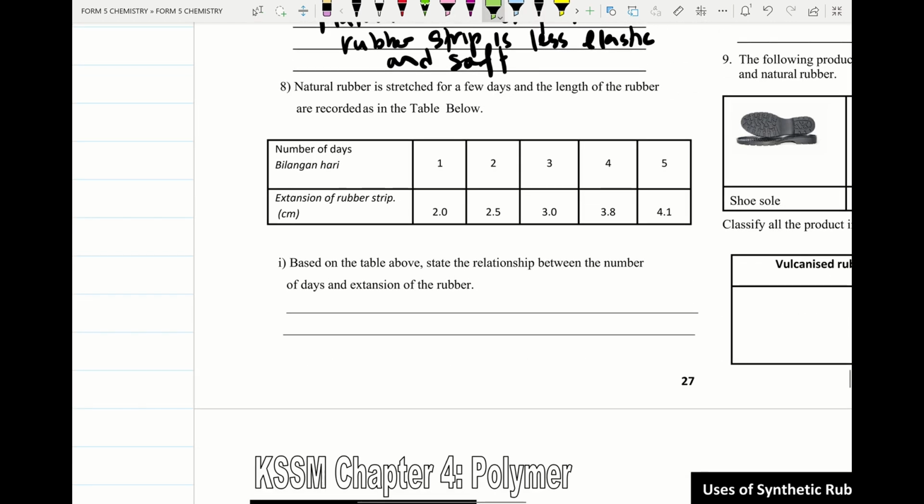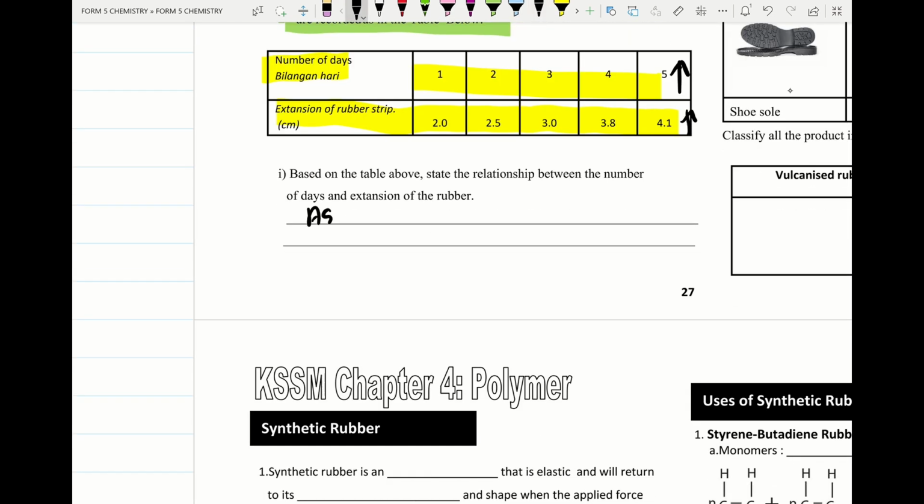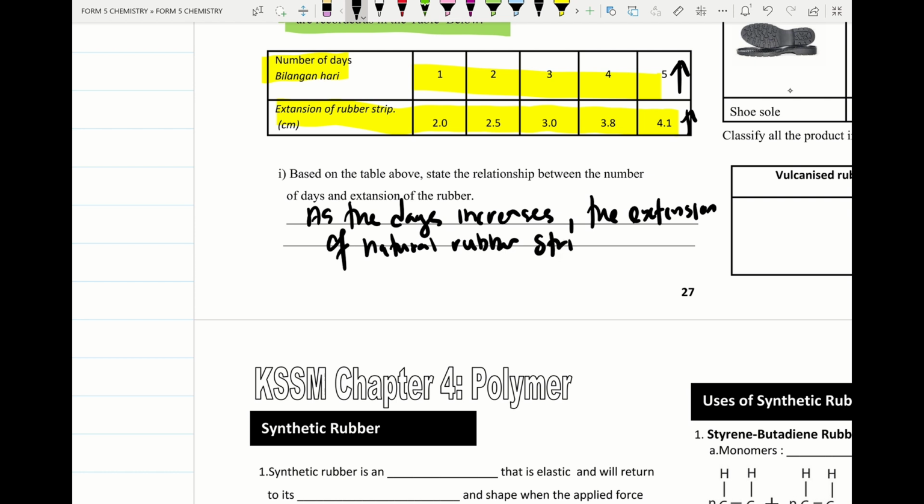All right, so we move on to question number 8. The natural rubber strip is stretched for a few days and the length of the rubber is recorded as given in the table. So we try to check the table. As the number of days increases, the length extension of the rubber strip also increases. So how to write the relationship? As the days increase, the extension of natural rubber strip also increases. All right, so this is the answer.